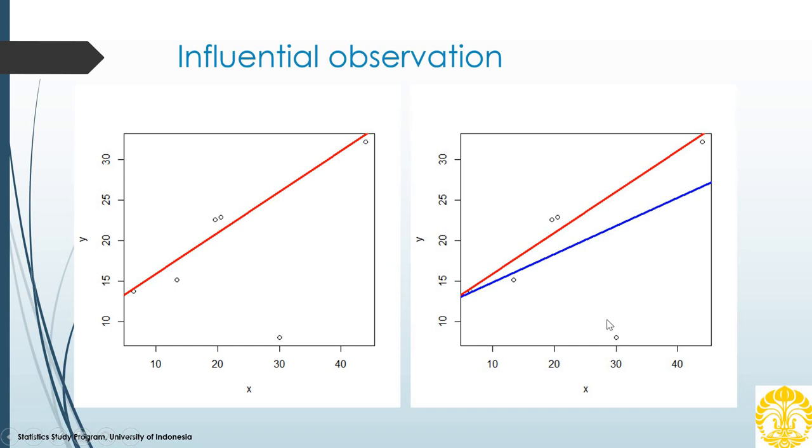Okay, and from here we can see that although it already changes, there's still a big error here. This point, the distance between this point and the line, is still a large residual for this data point. So we can also say that this data point is an outlier. Okay, so an influential observation can be an outlier, because the residual is considered to be still large enough.